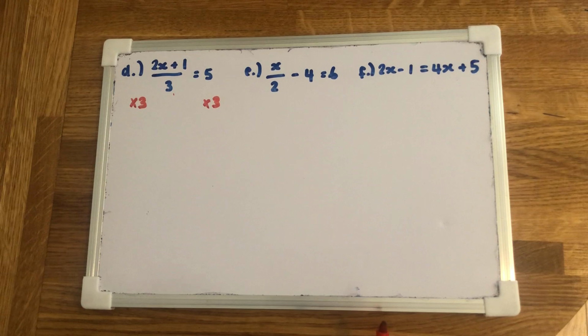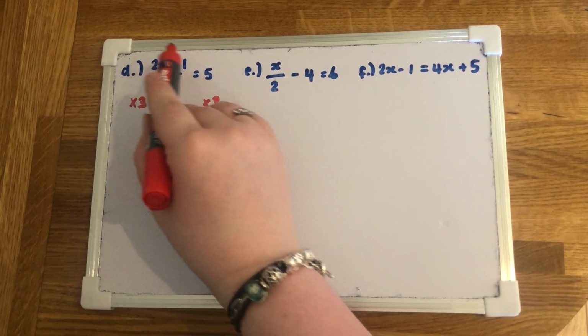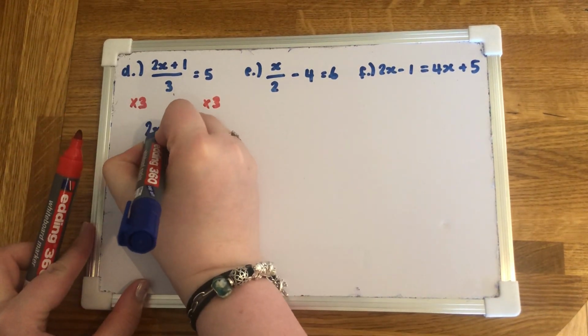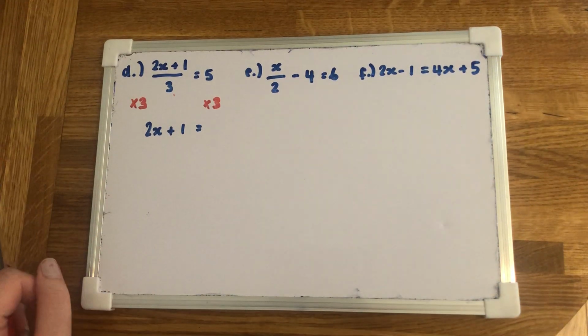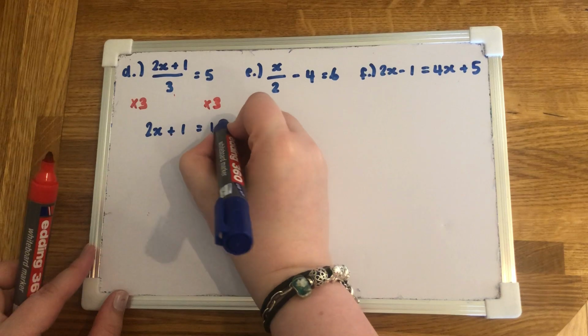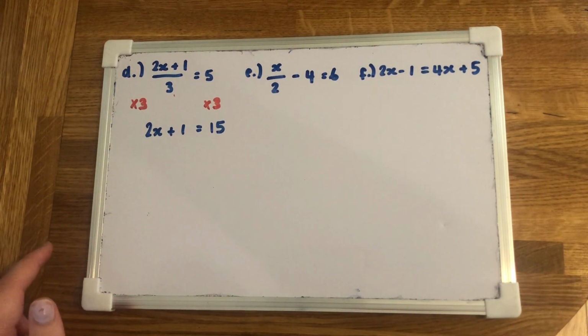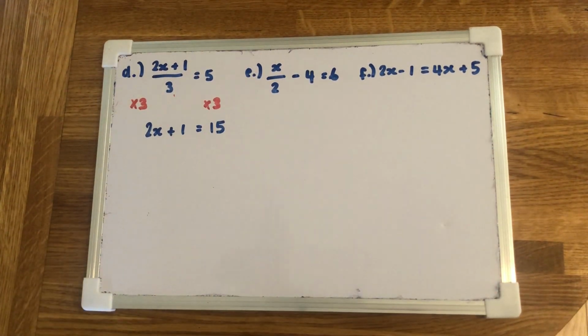Okay, and by doing that, if I multiply this fraction by 3, I'll just be left with whatever's on the top, or the numerator. So we're just going to be left with 2x plus 1. Okay, and then 5 times 3 would give us 15 on the right hand side. Okay, so for these ones you do just multiply by whatever's on the denominator on both sides.